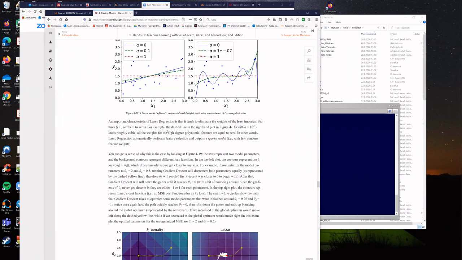For example, the dashed line in the right-hand plot in figure 4.18 looks roughly cubic. All the weights of the higher degree polynomial features are equal to 0. In other words, this Lasso regression automatically performs feature selection and outputs a sparse model where there are only a few non-zero values for the feature weights.